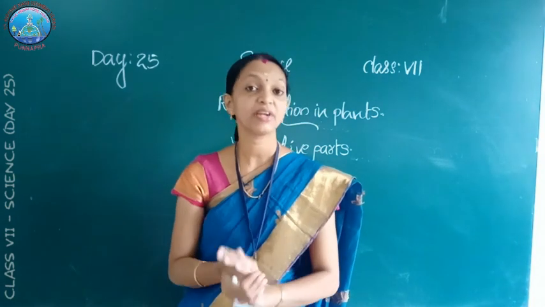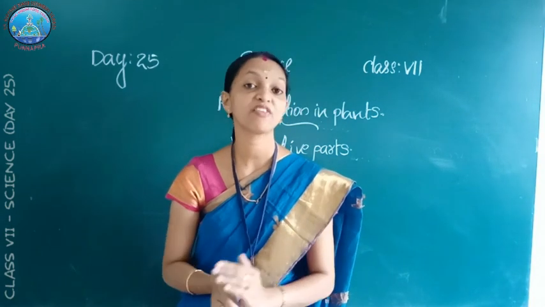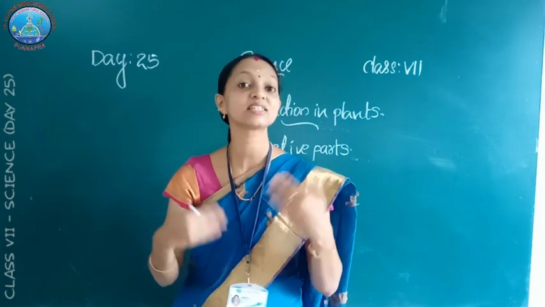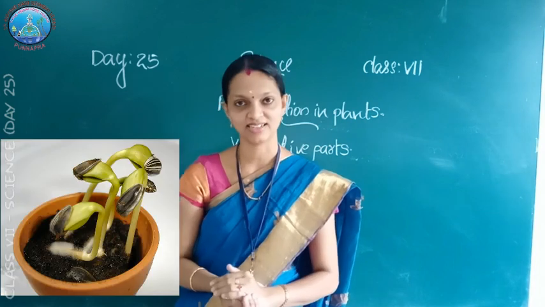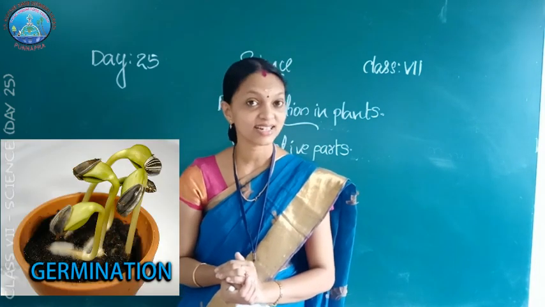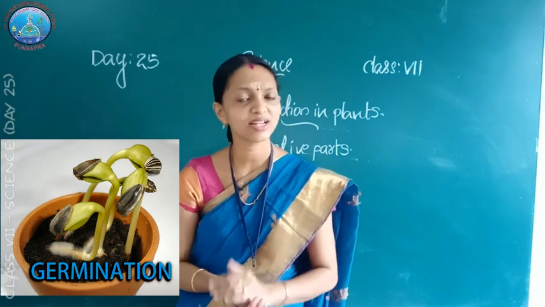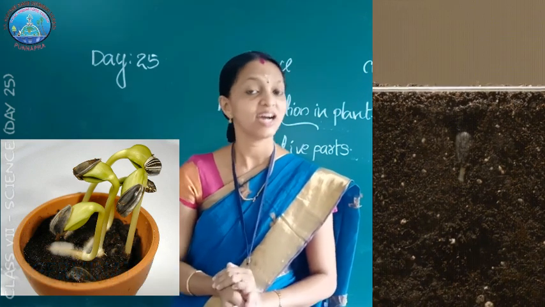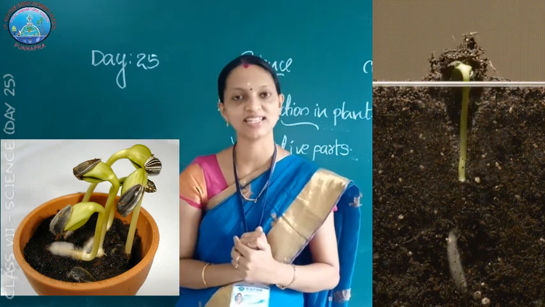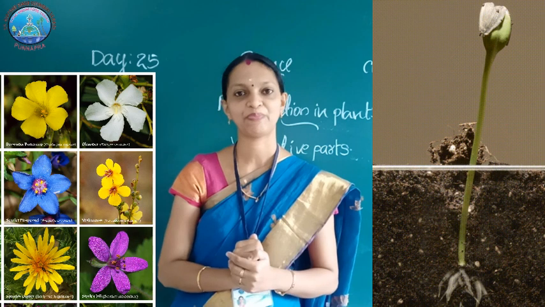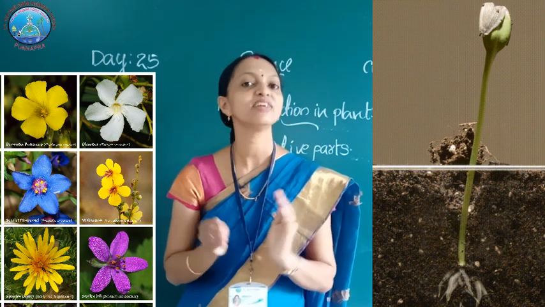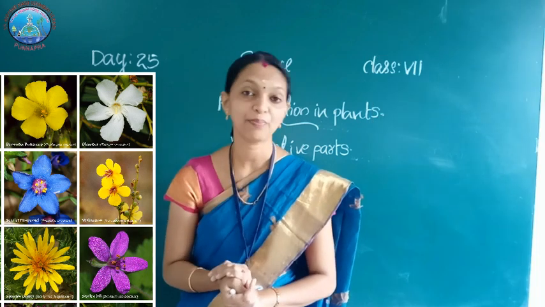After a certain period of growth, the plants bear flowers. And plants also have seeds. Seeds germinate and produce a new plant. The baby plant coming out from the seed is called germination. In our class you learned the germination process. The process by which a baby plant is produced from the seed is called germination. Flowers perform the function of reproduction in plants. So, the flowers are called reproductive parts.